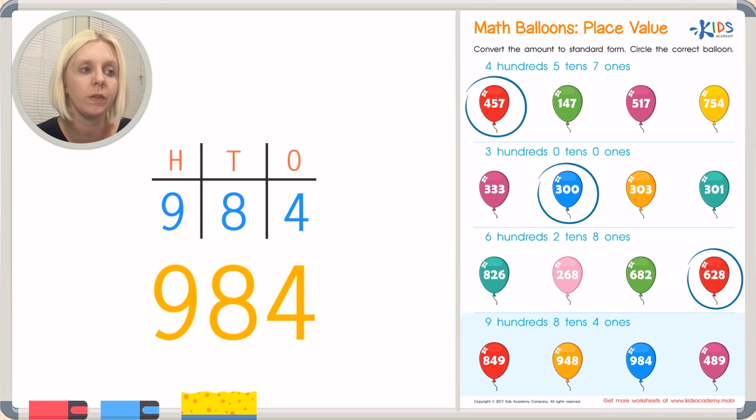984, do you know how we would read that? That would be 984. Let's see if we can find that down here. 984, there's a 900, but that's not right, is it? 900, and here it is, 984. It's this blue one right here.